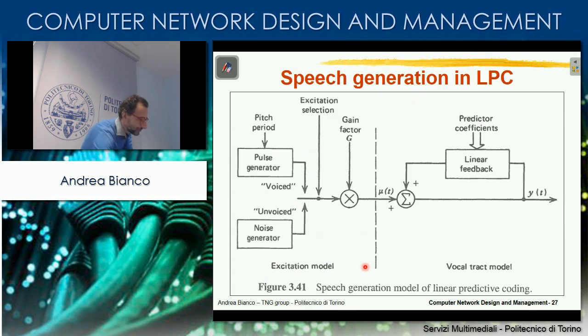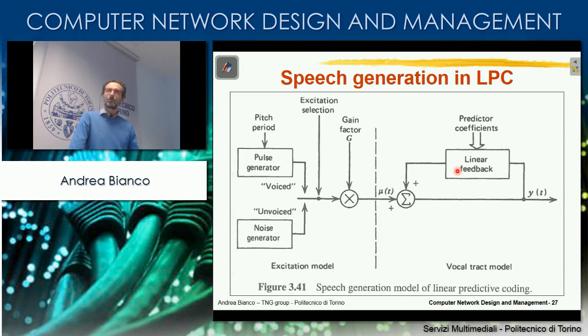In practice, this is what you have at the receiving end. You have either the pitch period or the noise generator. You have the selection of one of the two. You have the gain. The voiced signal is set up with the pitch value that you receive, which is this typical frequency of characteristic. And then you go through this filter, which basically represents the vocal tract, which represents the phonema. Okay, that's the idea.